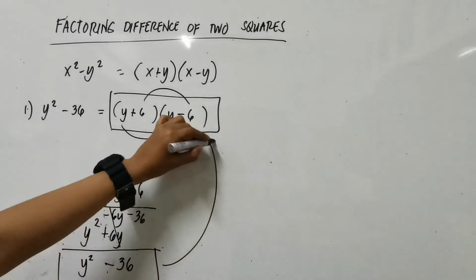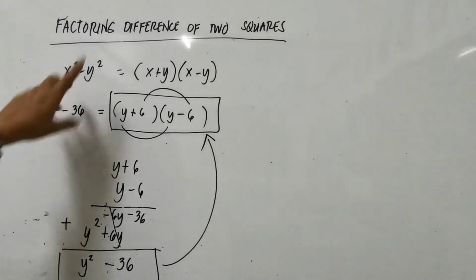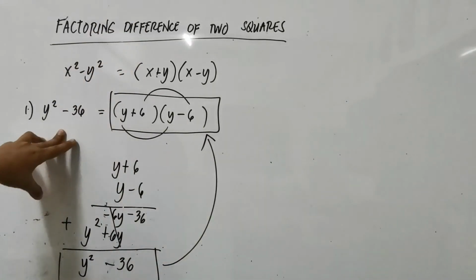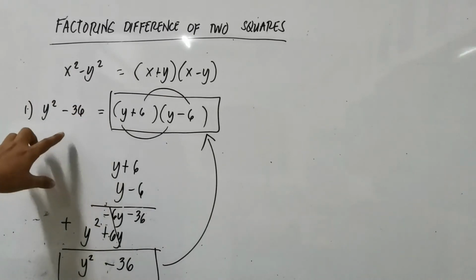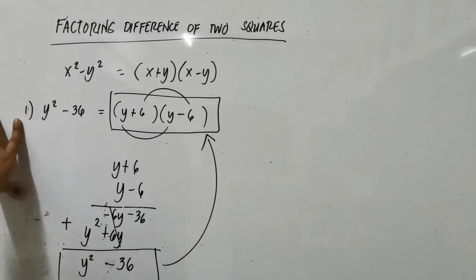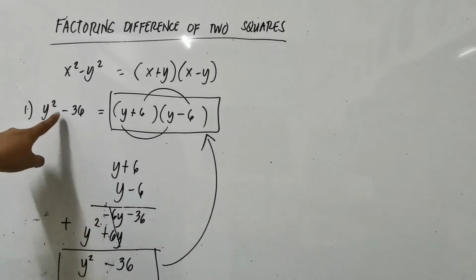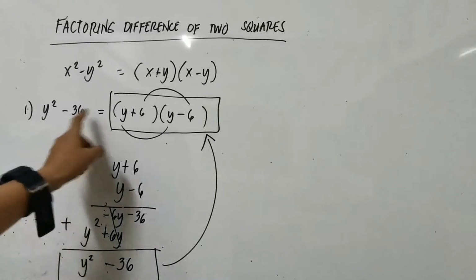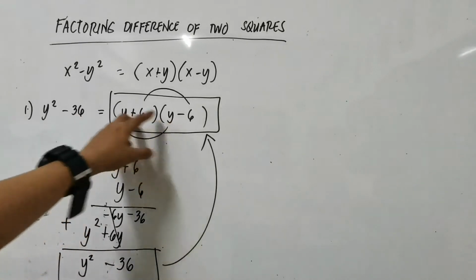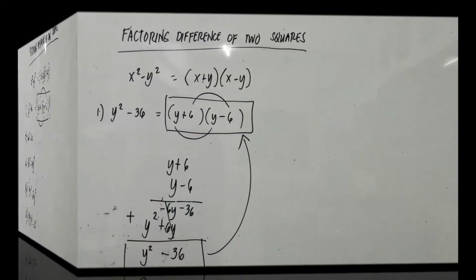So, the same. Ibig sabihin, since difference of two squares is the reverse or prerequisite ng sum and difference of two terms, ang factor ng ating difference of two squares na given ay simply sum and difference of its square root. So, na-check naman natin, siya ay correct.